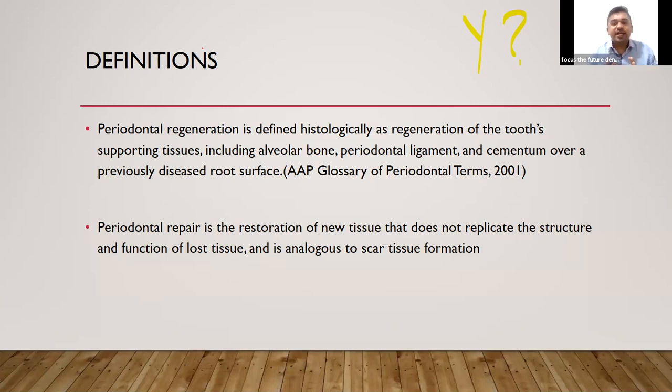So you are saying that if we just do a scaling and root planing in a patient that has severe bone loss, it will have complete regeneration. No, it will not. The most common method by which our periodontal tissues heal, especially a pocket, is by repair. Regeneration can occur in certain specific conditions.